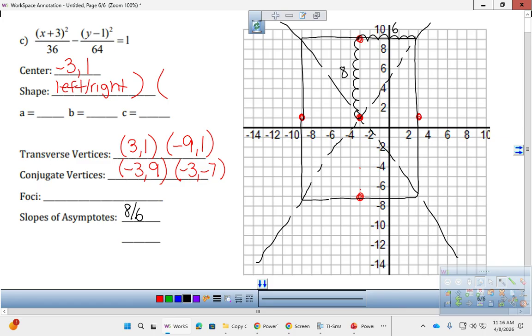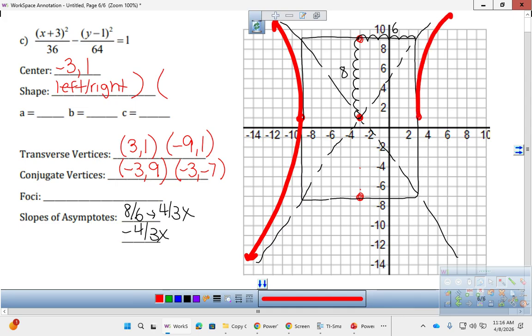You can leave it like that, but technically that's 4/3. I don't care if you reduce it, right? But it does reduce. So 4/3 and negative 4/3 are my slopes. So now I can sketch this graph. For you guys, it got really squeezed in, right? Because this didn't have a lot of space on your paper, but it's really wide. You want it to open close to those asymptotes, which are pretty far out. Those opening left and right.